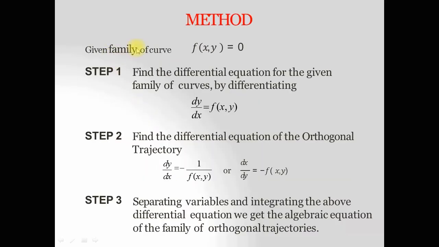Now how to find an orthogonal trajectory for a given family of curves? There are some procedures. So first of all, suppose we have a given family of curves. This is the given family of curves and we want to find the other orthogonal family for this curve. So in the first step, find the differential equation of this curve equation. So first of all, find the differential equation for the given family of curves.